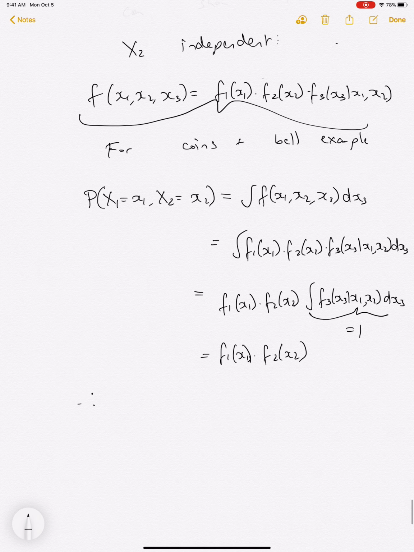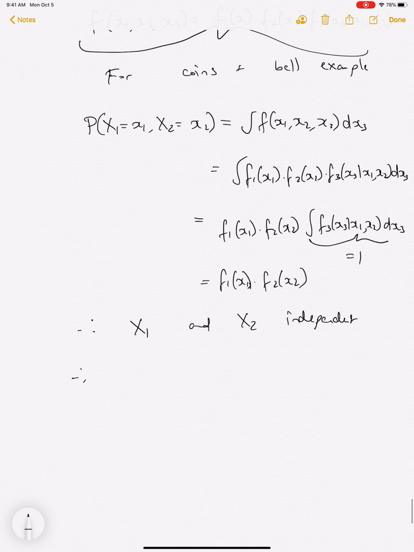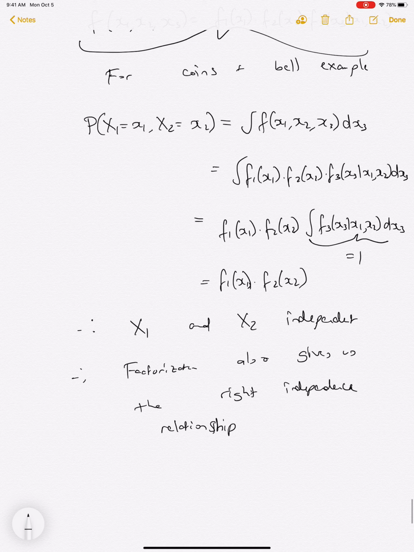So therefore, x1 and x2 are independent. So therefore, factorization also gives us the right independence relationship. And we're going to go through that in more detail in the next lecture.